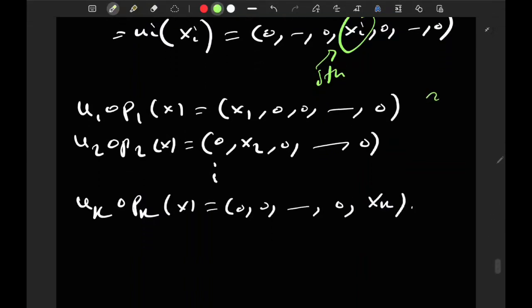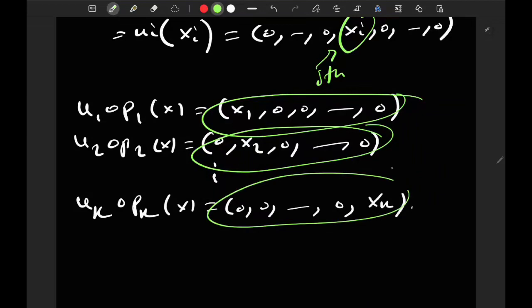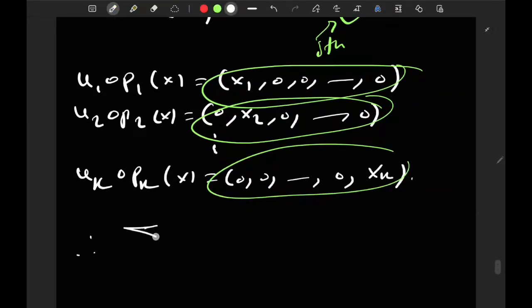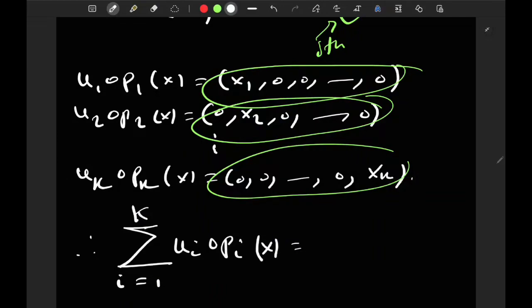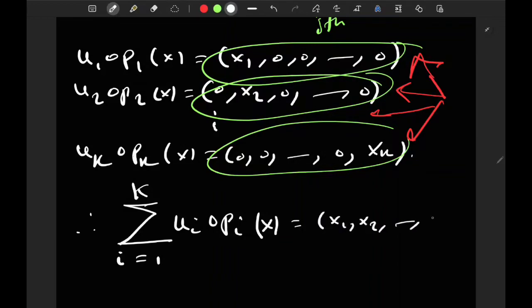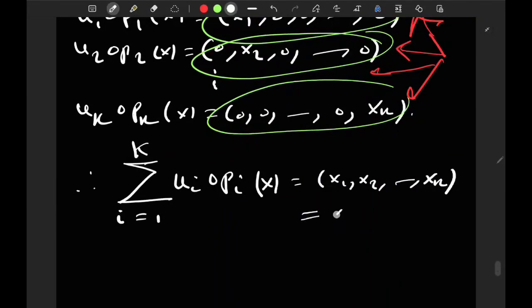If I add these up, what do I get? So the sum of u_i ∘ p_i, i equal 1 up to k, of x is the addition of these: this and this and this and whatever is in between. It's going to produce literally (x1, x2, up to xk), exactly this thing, which is x again.